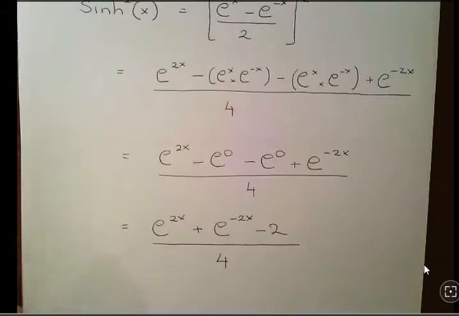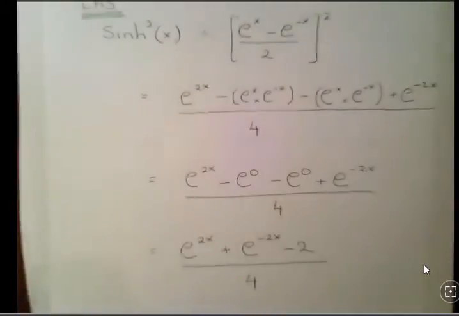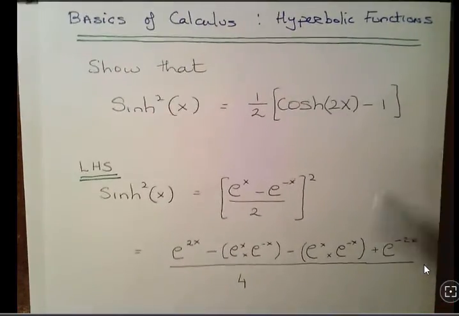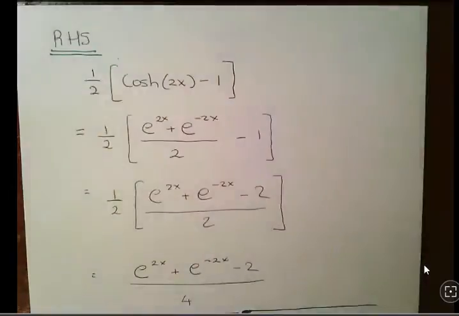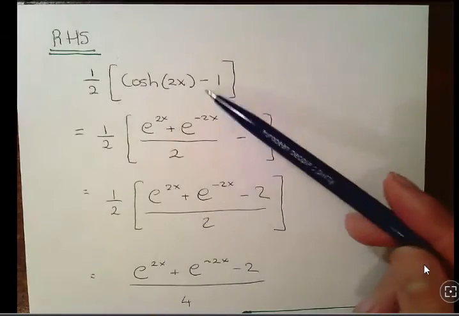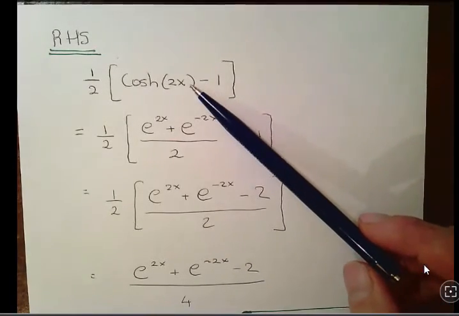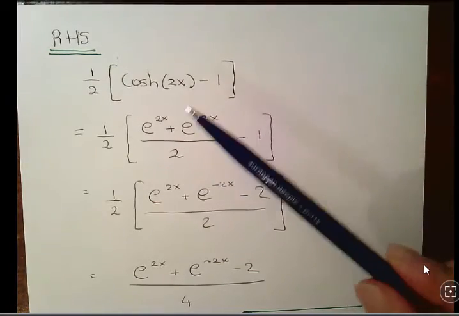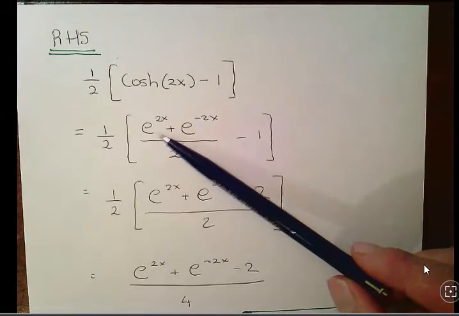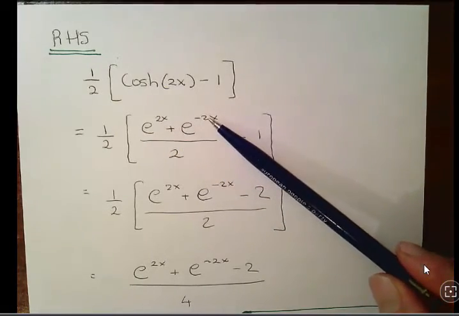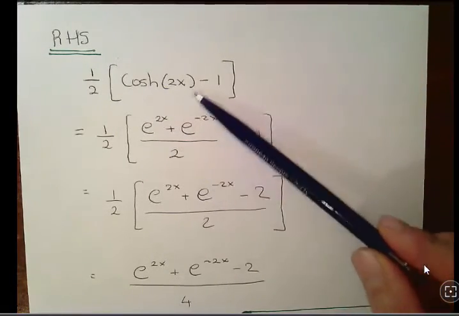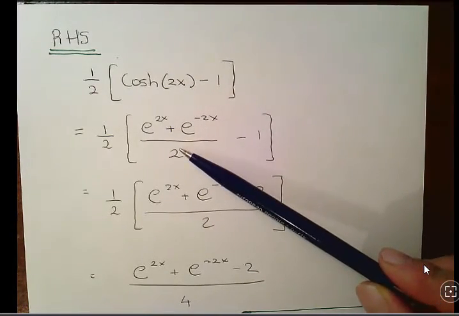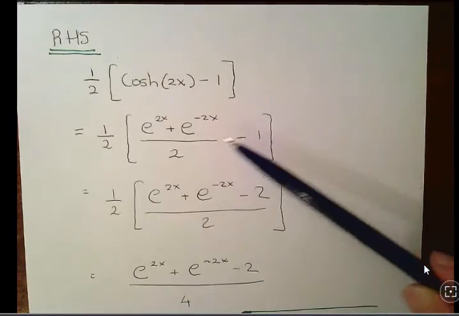Okay, and now I am going to go to the right hand side. Okay, so I'm going to work on this now. Okay, and let's just start it up there. Okay, so we start off with a half of cosh 2x minus 1. Okay, so cosh of x is e to the x plus e to the minus x over 2. So rather than x here we have 2x, so we have e to the 2x plus e to the minus 2x over 2. Okay, we have minus 1 there.